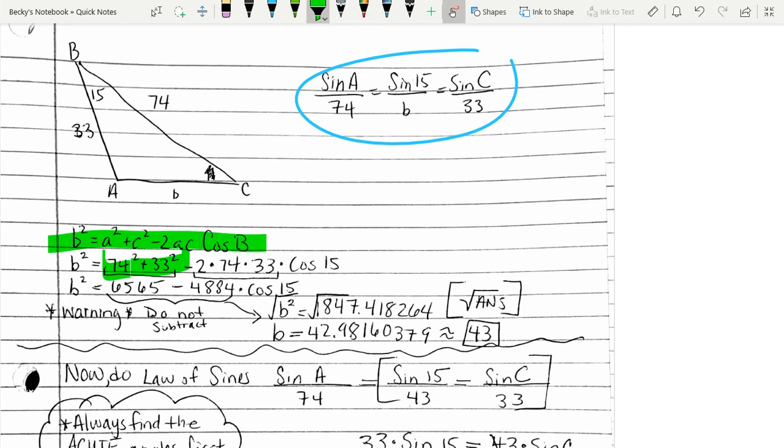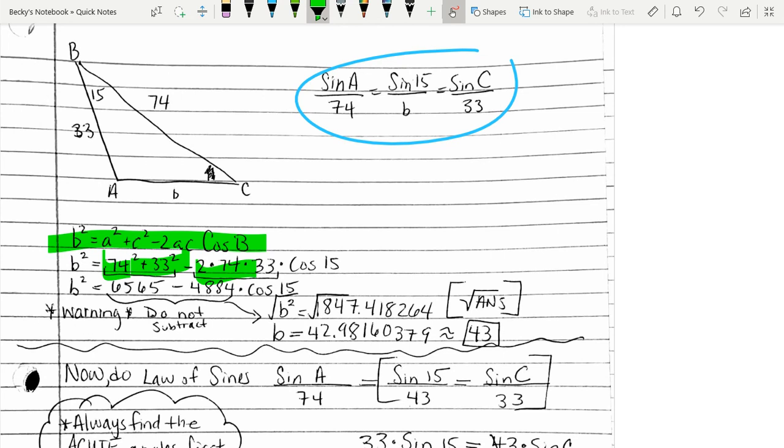Then I'm going to do 2 times AC, so 2 times 74 times 33. Again, this is in its own little bracket. Multiply it all together. Double check me: 4884. Then cosine of angle B, and angle B is 15.